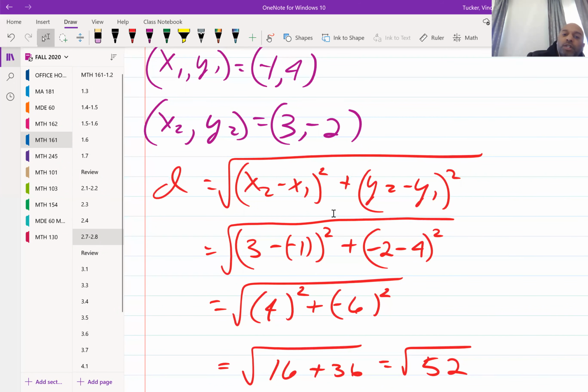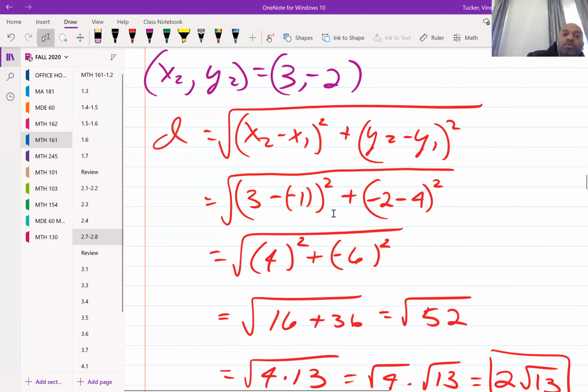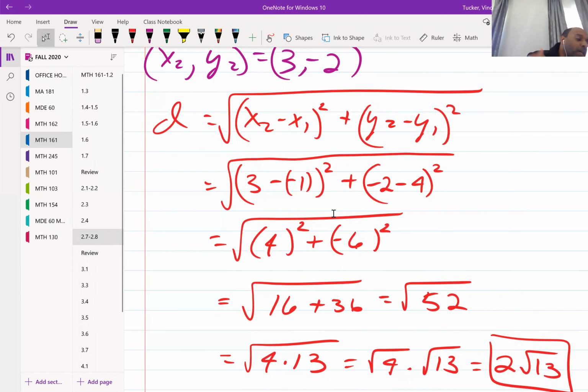All right, so looking at the square root of 52, you are expected to simplify that further if possible. You may not be able to take the square root of it evenly, but if one of the factors can be taken the square root of, you are expected to explore that. So you can break up 52 into 4 times 13. Take the square root of 4, leave the 13 under the radical, so that'll be 2 square root of 13.